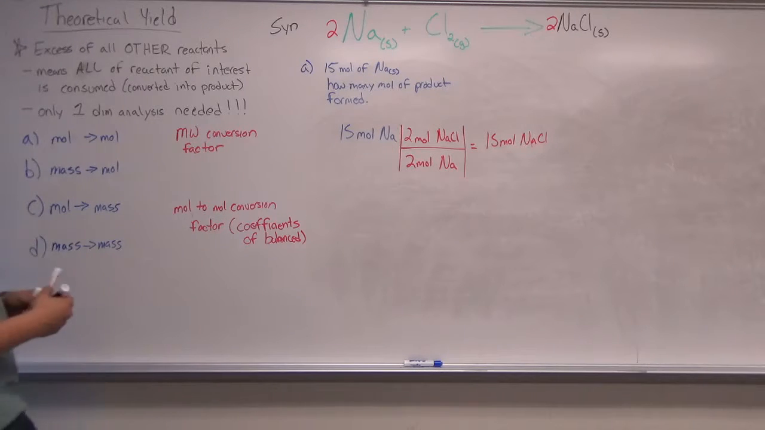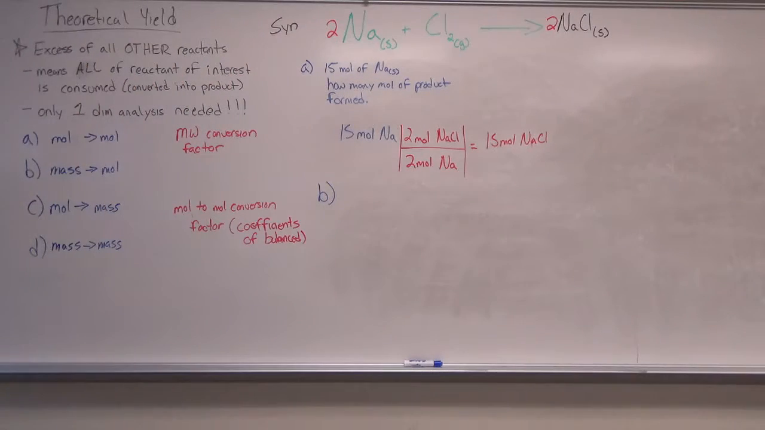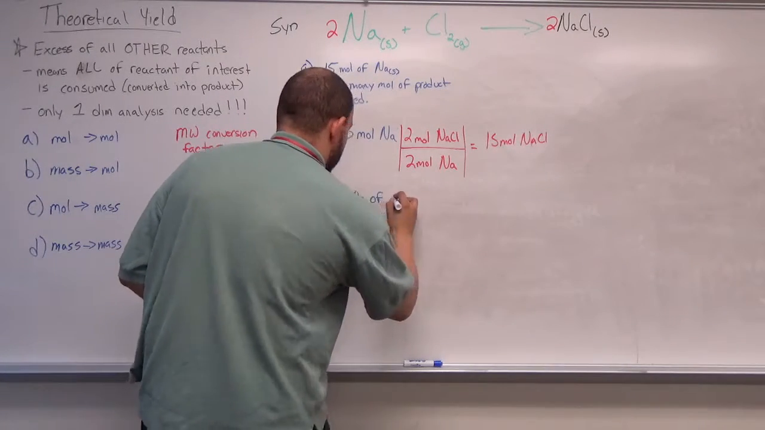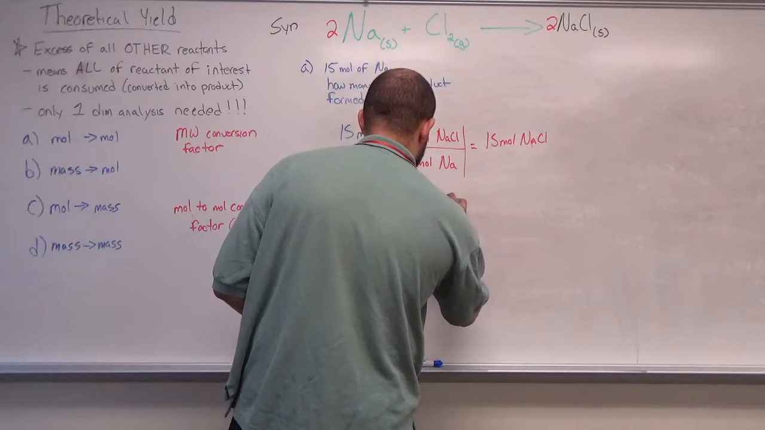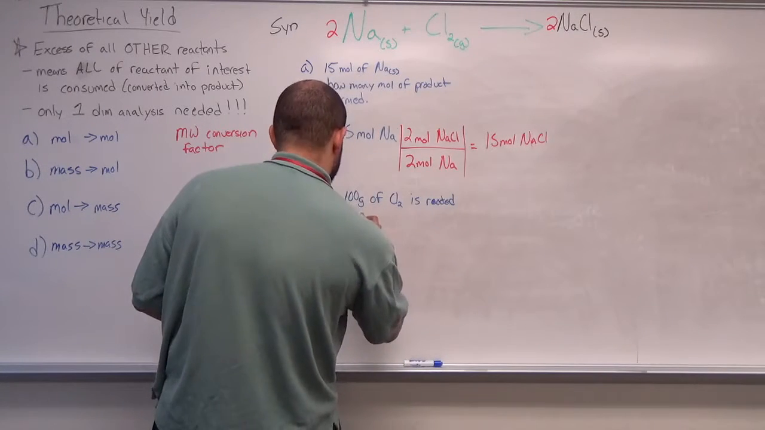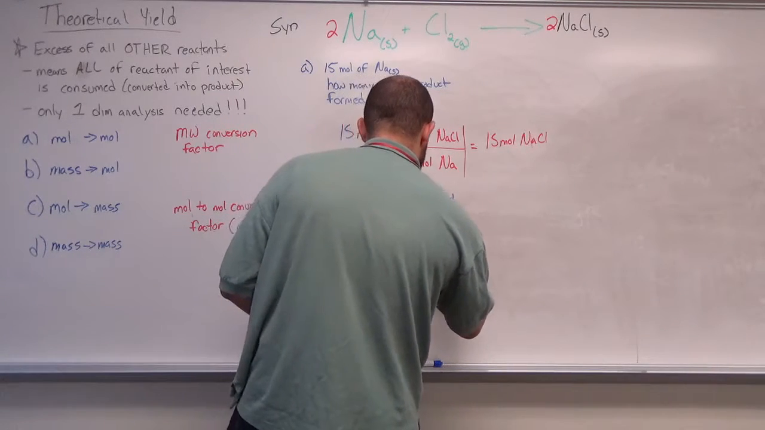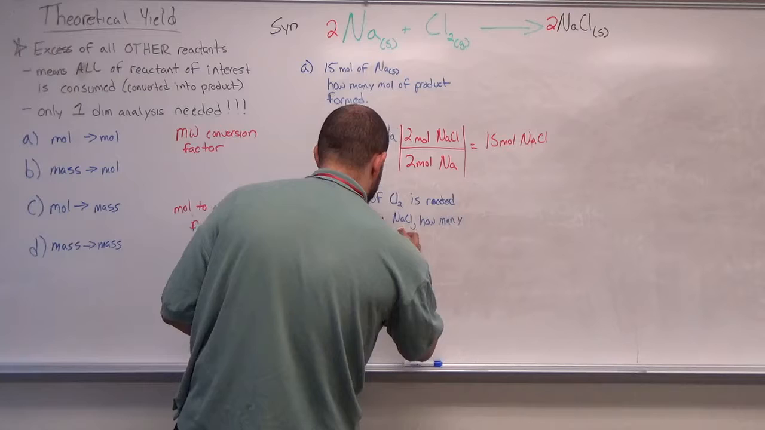All right, let's look at B. B is asking us to go from mass to mole. So the scenario question will be: 100 grams of Cl2 is reacted to form NaCl. How many moles of product form?